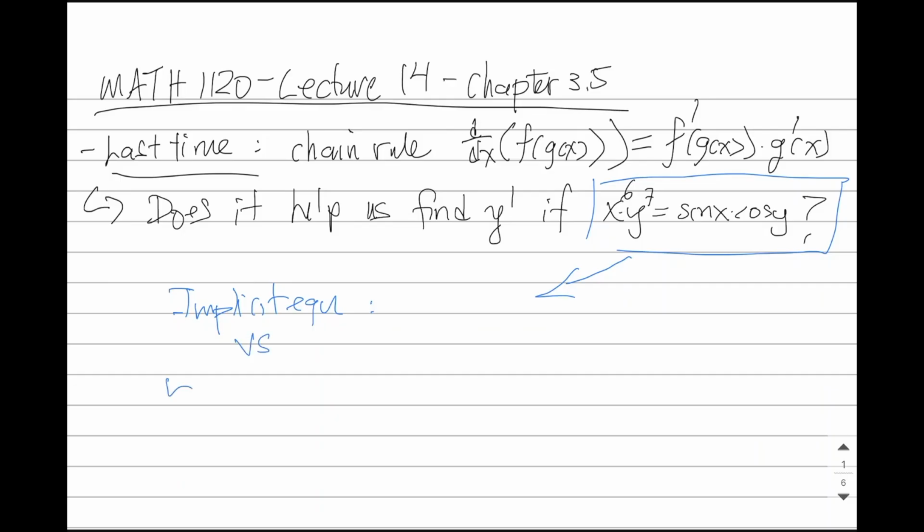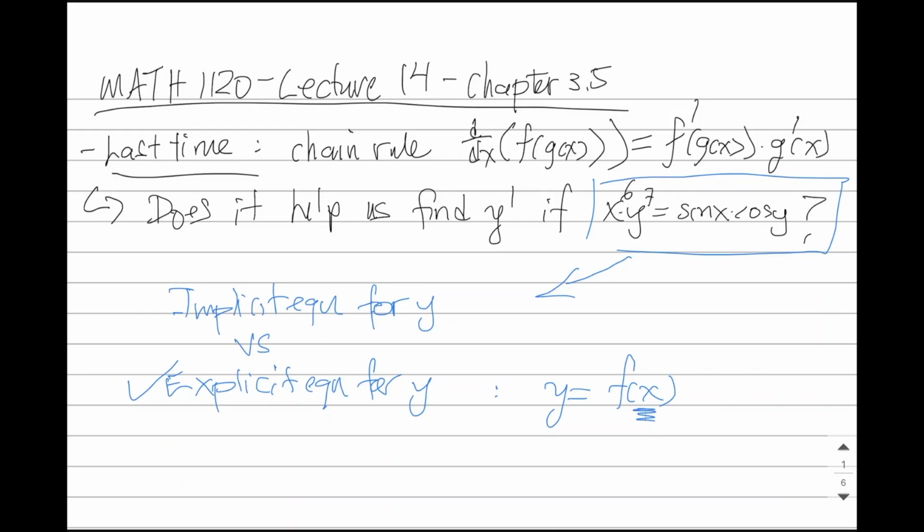We need to contrast this versus something called an explicit equation, implicit equation for y versus an explicit equation for y. We have been exclusively dealing with explicit equations where the y has been isolated. y is by itself on one side of the equation and everything else is on the other. And on that other side, there is nothing to do with a y.